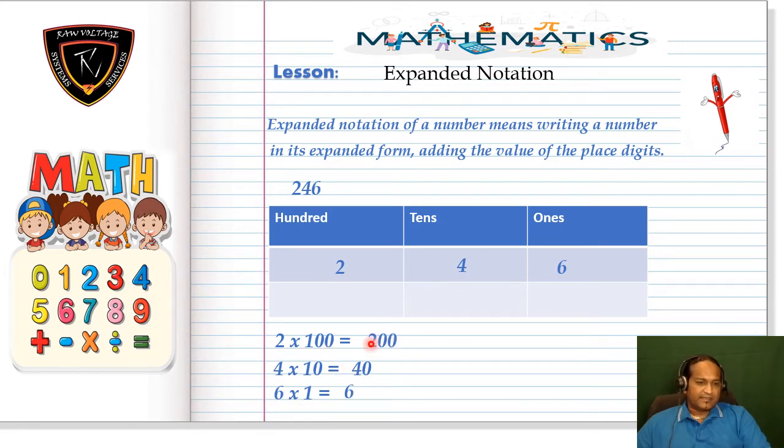And if we add these numbers together, we're supposed to get back to 246. So, in expanded notation, we will write out the value of each of the digits. The 2 is 2 multiplied by 100, plus the 4, which is 4 multiplied by 10 because the 4 is in the tens place, plus the last one, the 6, which is 6 multiplied by 1 because 6 is in the ones place. And this is how we do the expanded notation for this number.